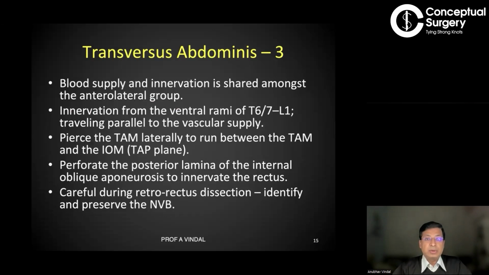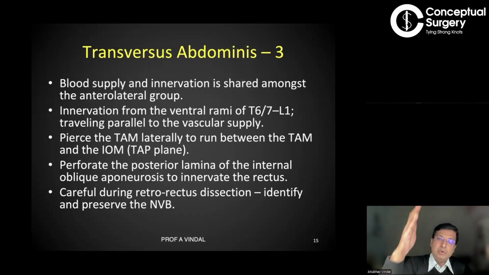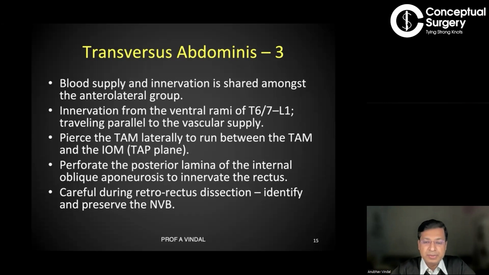Now, the important thing to remember is that there is a very important plane between the transversus abdominis muscle and the internal oblique muscle, which is known as the transversus abdominis plane. It is the plane in which all the intercostal nerves are coursing as they emerge from the ventral rami, before they pierce the internal oblique muscle and become more superficial to innervate the rectus abdominis muscle. So it is this plane in which the transversus abdominis plane blocks are given.